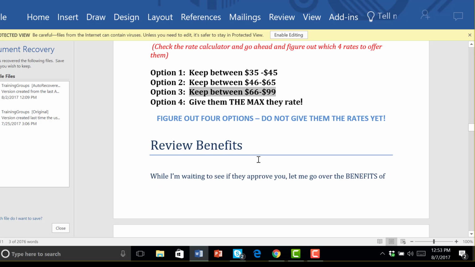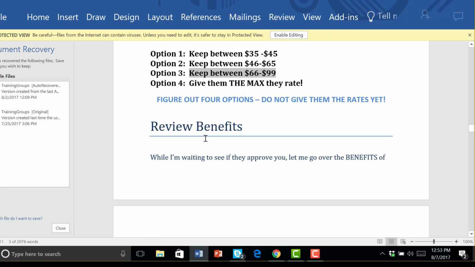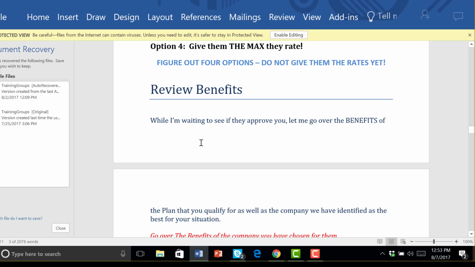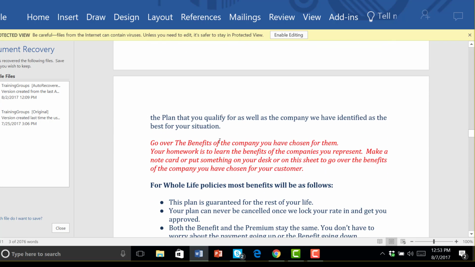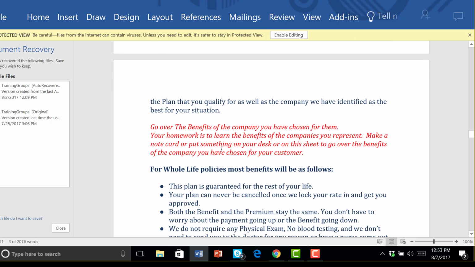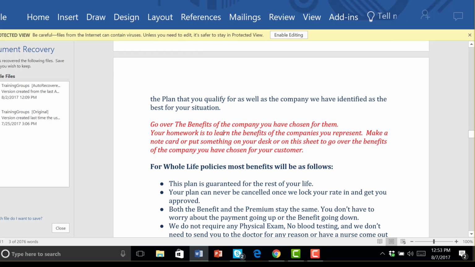Okay. Now, when you come back, you act like you've been putting their information into the computer. So while I'm waiting to see if they approve you, let me go over the benefits of the plan that you're going to qualify for, as well as the company that we've identified. You're going to go over the company that you selected with them.